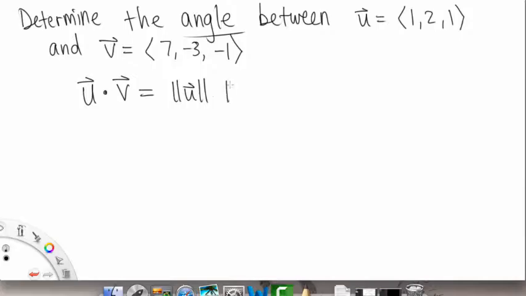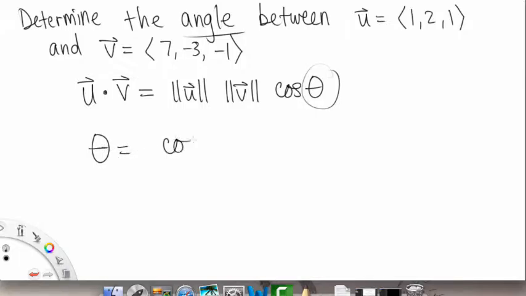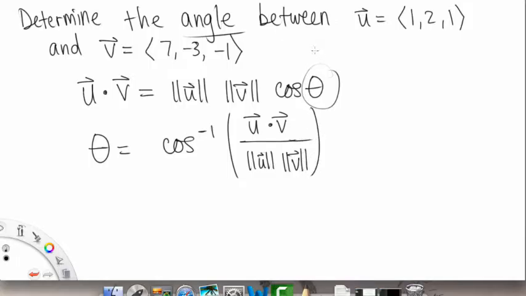So we're going to take this formula here, and what we can do is rearrange it so that we have theta by itself. That rearrangement is going to be the cosine inverse, or arc cosine, whichever one you want to use, of u dot v over both of their magnitudes. I'll make the first one u, and then v, the magnitude of v, on the bottom there. Okay, so what we're going to do now is basically just plug in what this formula says.